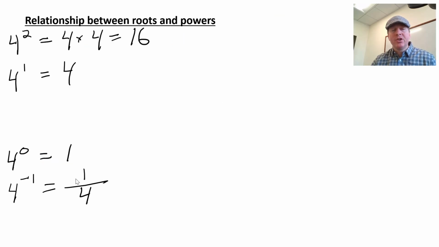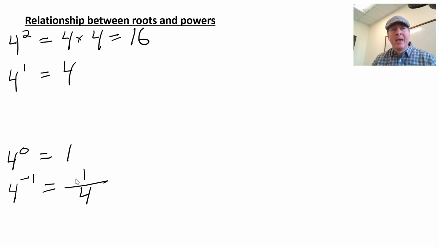Let's talk about the relationship between roots and powers, roots and exponents. So I've written a few examples here of exponents. Of course, 4 to the 1 is just 4 itself. 4 squared, we know what that is. That's 4 times 4, it's 16. 4 to the 0, anything to the 0 is 1, except 0 to the 0. That's undefined, but that's not important. And negative exponents, what's 4 to the negative 1? Well, it's 1 over 4 to the positive 1. It's just 1 over 4.